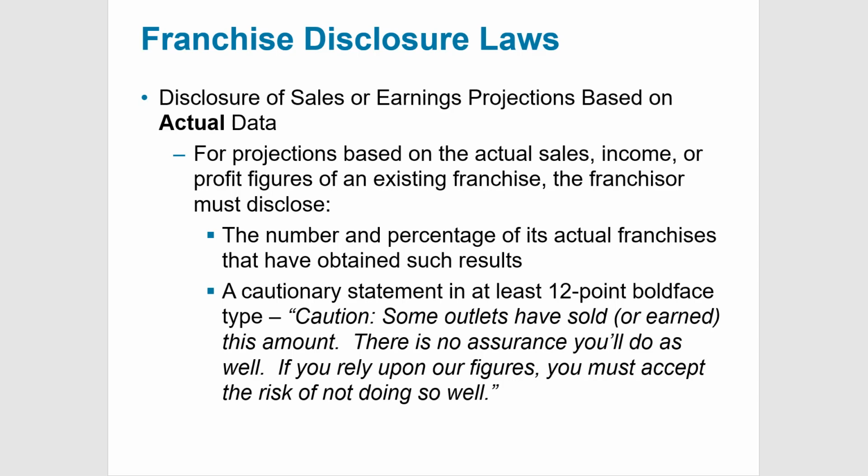So if we have 100 restaurants that are operating under this franchise, we can't just show you the results of the most successful one and then let everybody assume that they'll be as successful as the number one performer. We have to show how many actual franchises there are out there and how many are obtaining results like this, so I can get an idea of how successful I can be. And then you have to have cautionary statements in there, at least 12-point, bold-faced type, just trying to keep people from burying these statements way down in the legalese.